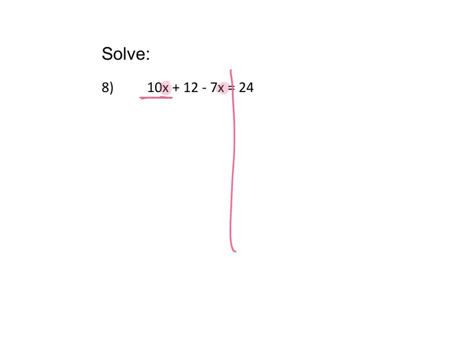And we see our 10x and our minus 7x are on the same side. So we're going to bring them together using the same signs. So this would be 10x minus 7x, giving us a 3x. The plus 12 is still there, and the equals 24 is also still there. Next step is going to be to subtract the 12 from both sides. We're subtracting because that's the inverse, and we're going from one side of the equal sign to the other.